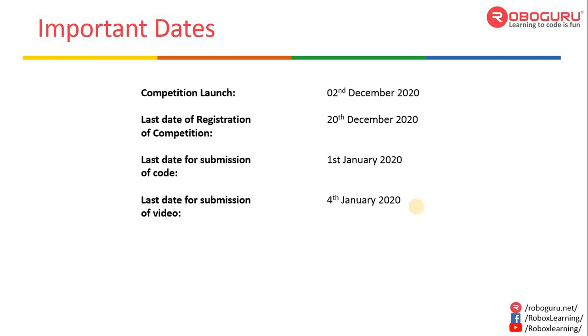Looking at the important dates, the competition is launched on 2nd of December. The last date for registration of competition is 20th December 2020. So you have a lot of time for the registration also. The last date for the submission of code is 1st January 2020. It should be 2021. So the last date for the submission of code is 1st January. You still have almost a month. You can submit your code.